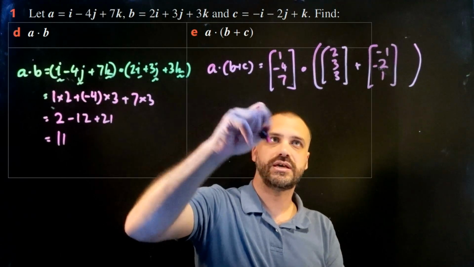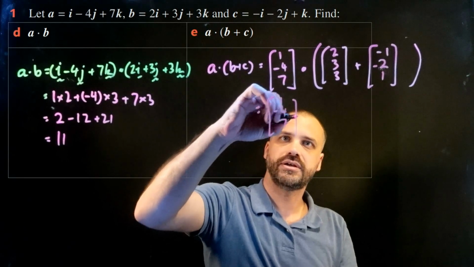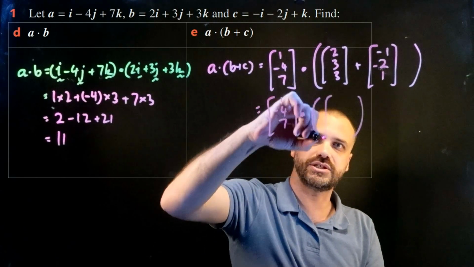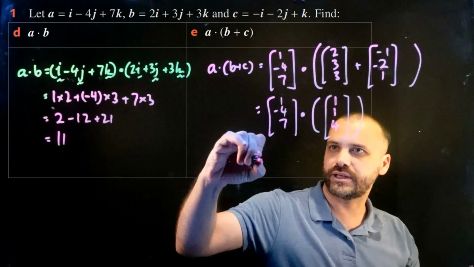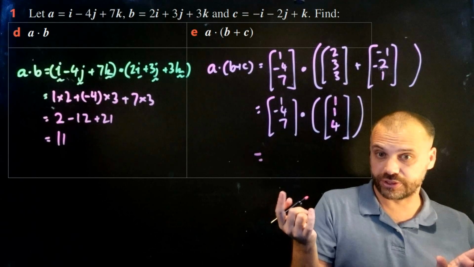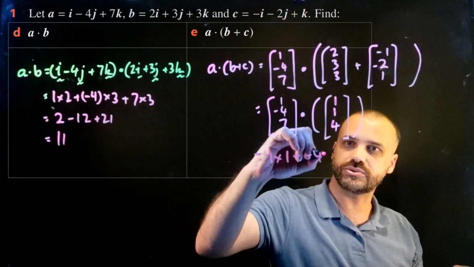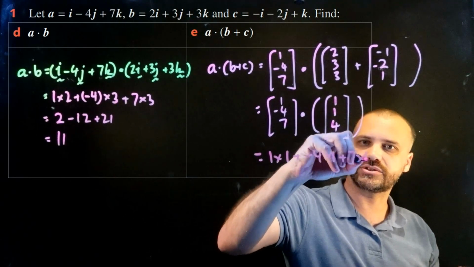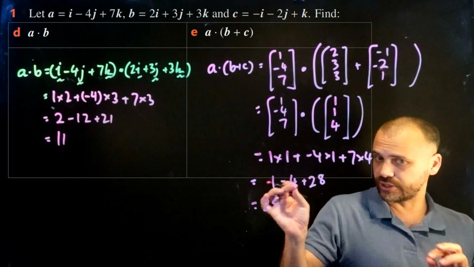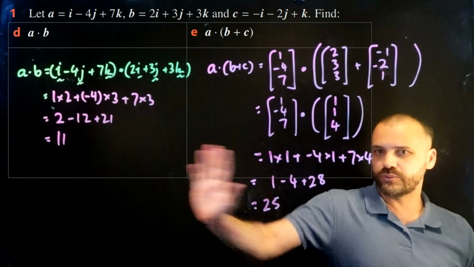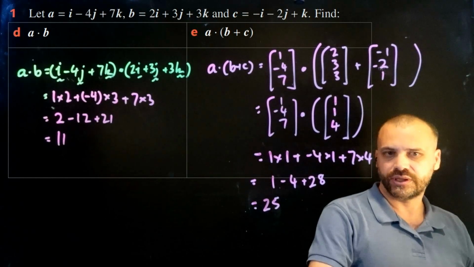All right, and so then we don't worry about the dot product, so we'll leave that for a second, and we'll do this addition, which is going to give us a single matrix. You can do that. And then having it in column notation like this makes dot products pretty simple because it's 1 times 1 plus negative 4 times 1 plus 7 times 4. And then just calculate that. And we get a final answer of 25. We can work in j's and k's, we can work in column notation. It's all good. Next question.